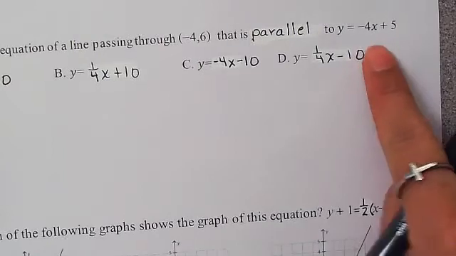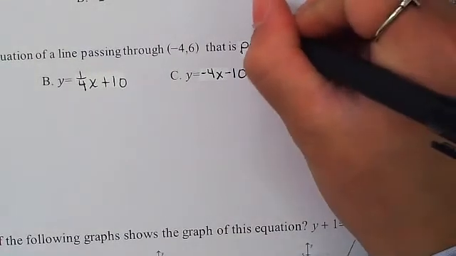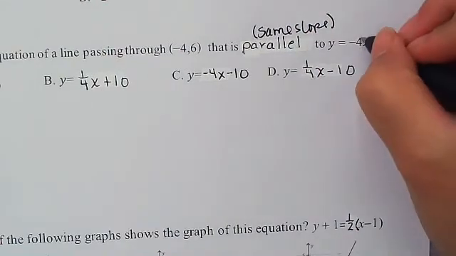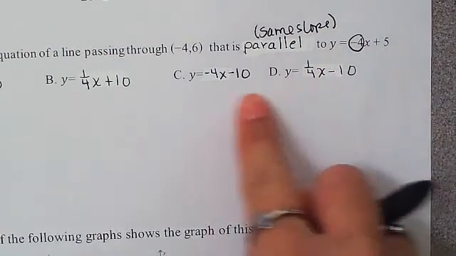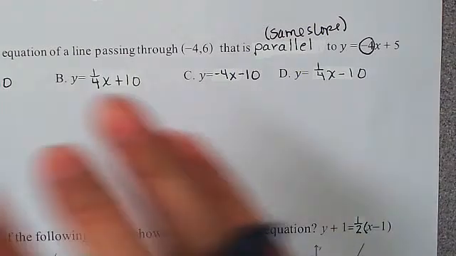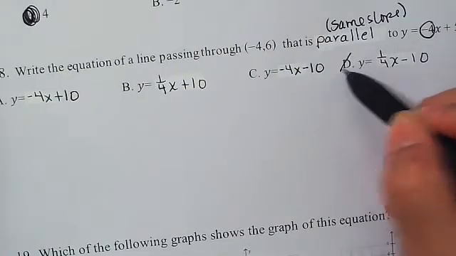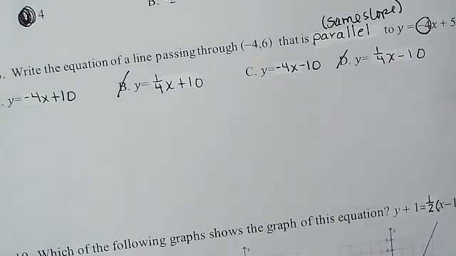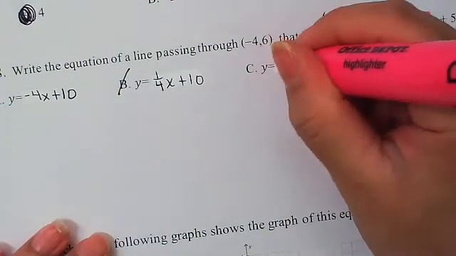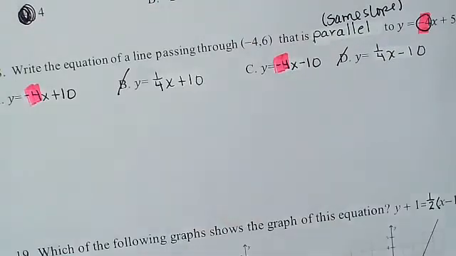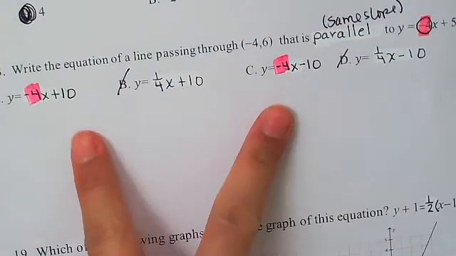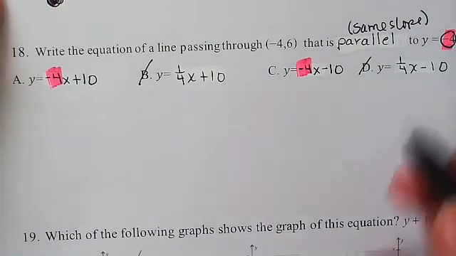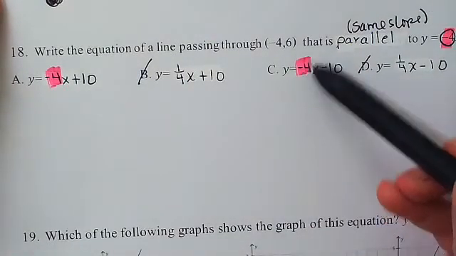Write an equation of the line passing through (-4, 6) and that is parallel to this. Parallel means same slope. So whatever the slope is here, which is -4, that's what I want my slope to be down here, first of all, okay? So it's not going to be D or B. I needed to have the same slope. So notice, same slope, -4, same slope, -4, same slope, -4. So it's between A and C. But which one of these passes through (-4, 6)?